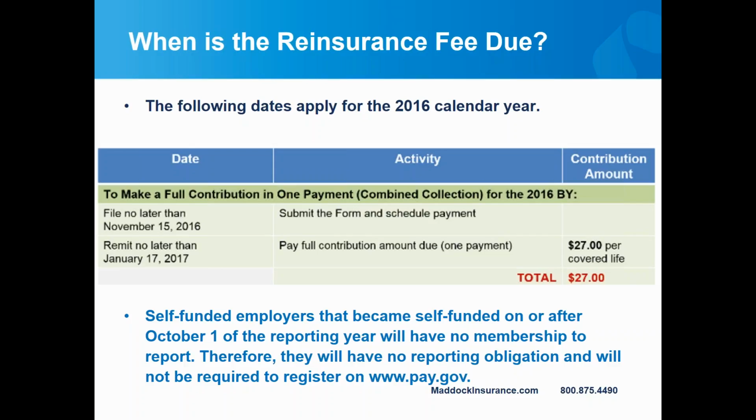There is a nice thing: if groups become self-funded on or after October 1st of the reporting year, then you do not have to worry about paying this fee. So any group that signs up for a self-funded plan October 1 of 2016 or later is not going to have to pay the fee. Anybody that started a plan prior to that will have to pay the fee.